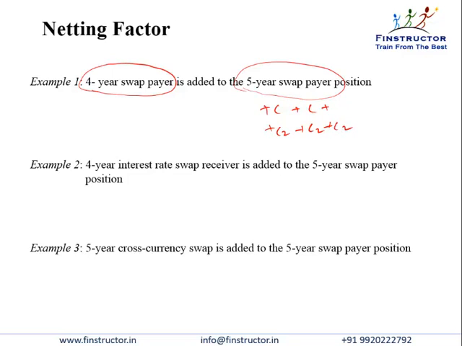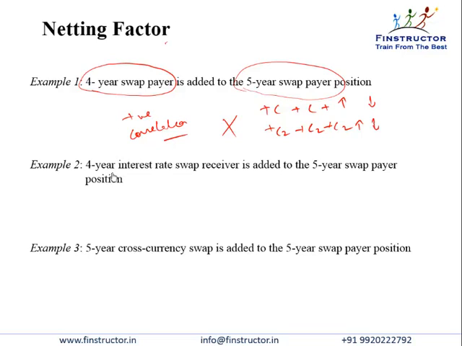Do you think there'll be any netting benefit, or do you think the netting factor will go down in such a case? No, because there'll be a very high positive correlation between the two instruments. So as one gains, the other will also gain. As one loses, the other will also lose. You will not derive any benefit, or there will be no improvement in the netting factor.